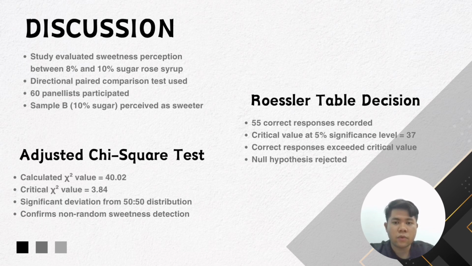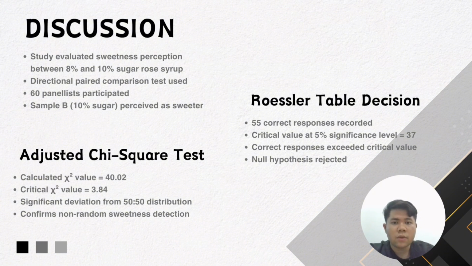Now let's move on to the Roessler table decisions. Based on the Roessler table analysis, 55 panelists correctly identified sample B as sweeter. This number exceeded the critical value of 37, which is required at the 5% significance level. Therefore, the difference in sweetness perception was statistically significant, and the null hypothesis stating that there was no difference between the samples was rejected.